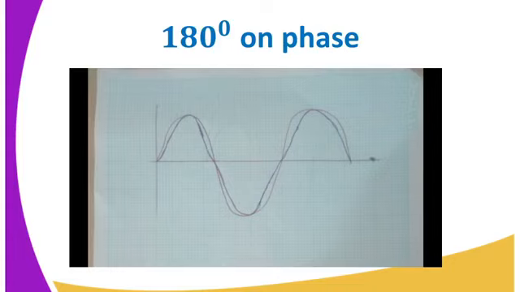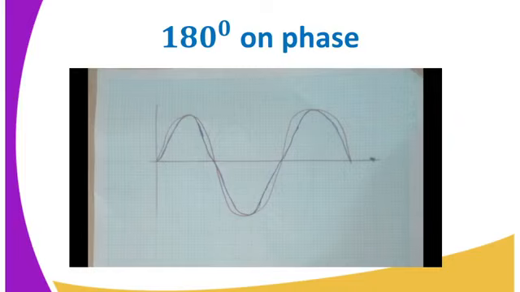Therefore, these waves are said to be 180 degrees on phase, because the two wave motions are traveling in the same directions with the same frequencies and the same amplitude. And at that point, we say that the waves are at 180 degrees on phase.